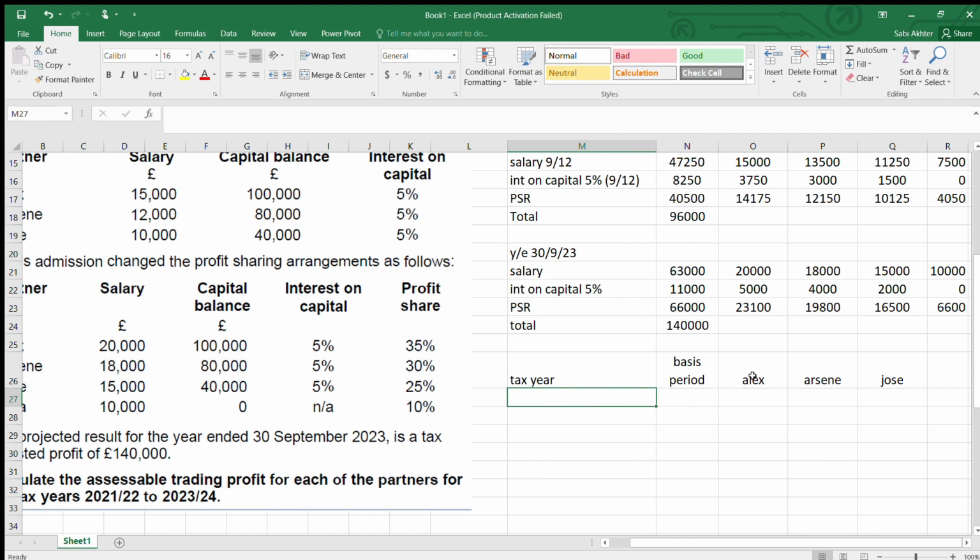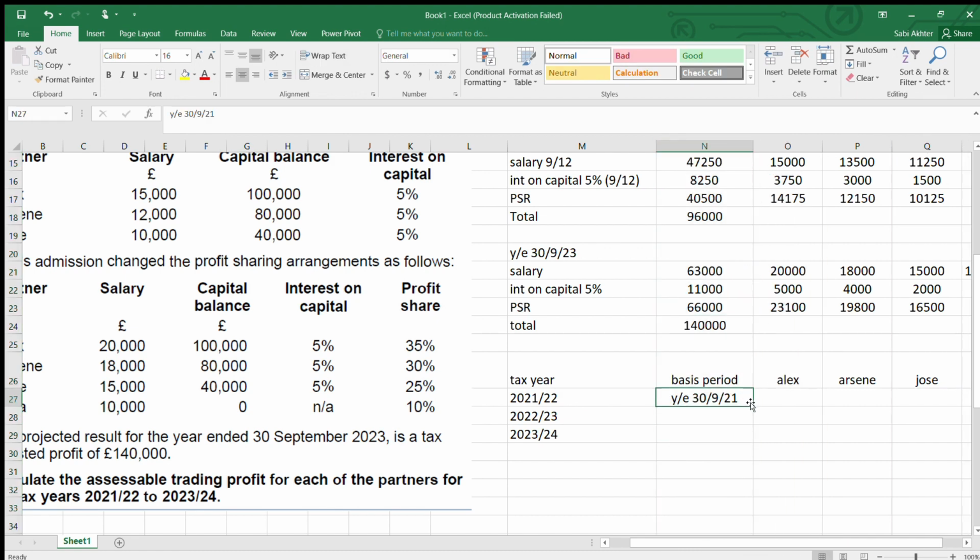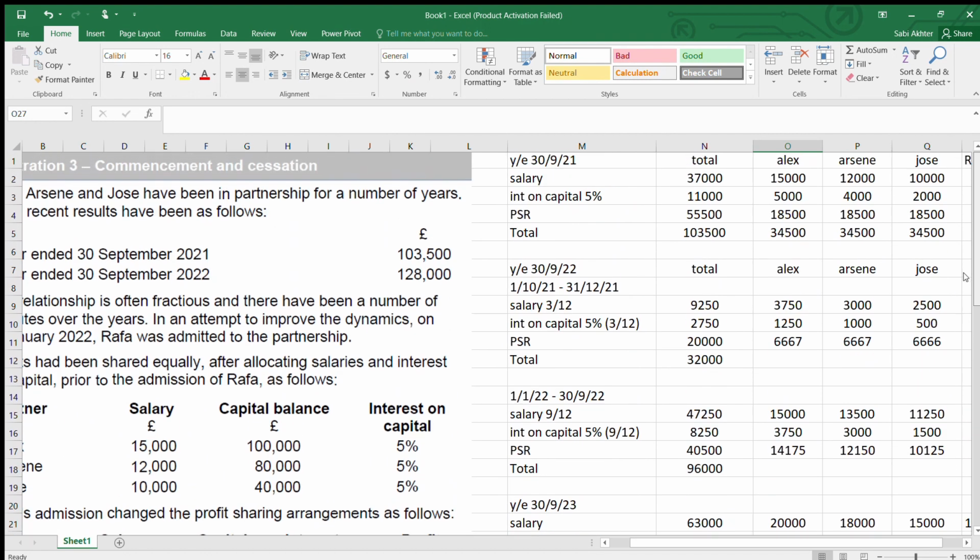Tax year will be what? The 3 tax years: 2021-22, 2022-23, 2023-24. Basis period will be year ended 30th September 21. This will fall in the 2021-22 tax year. See, 22-23. Then for Alex, what will be the profit? It's very easy. You need to go up and check.